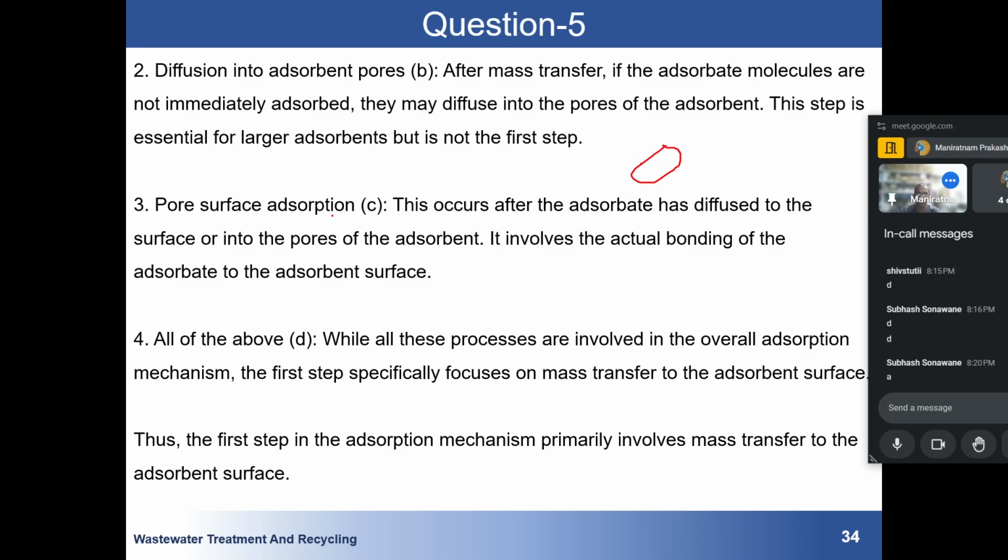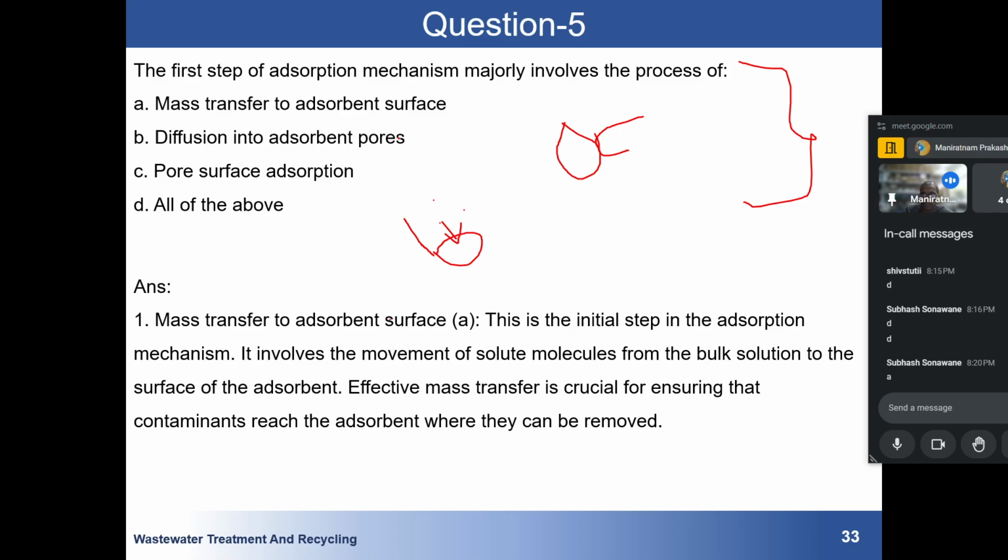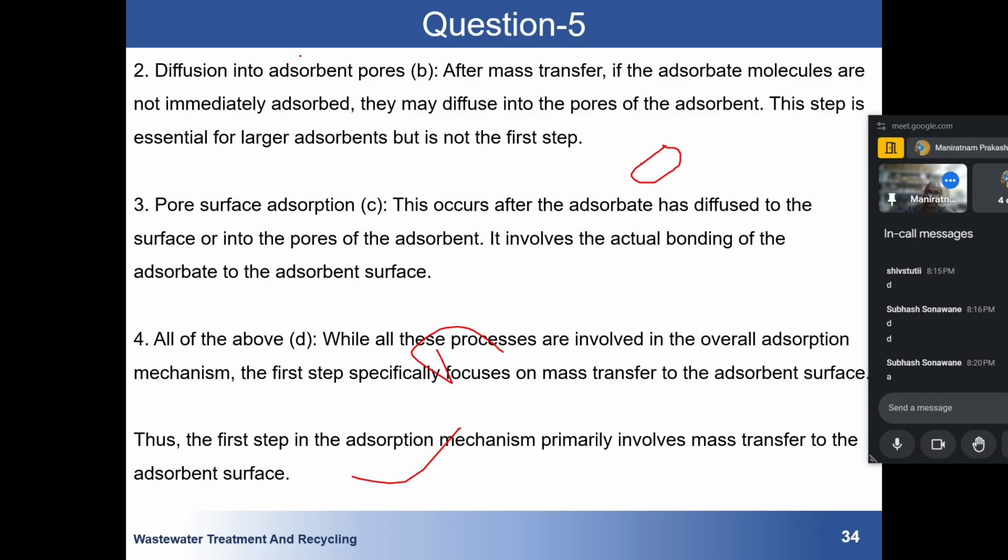So obviously, if some adsorption has happened in the pores, that will be the third. It involves the actual bonding of the adsorbent surface to the adsorbate. So finally, there will be a proper bonding, and the concerned particle will get removed. So again, the answer was option A, that is mass transfer to the adsorbent surface.